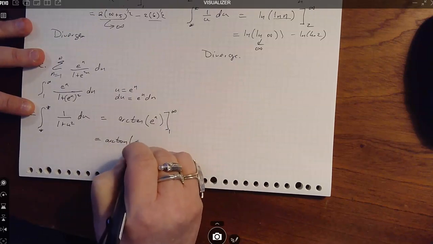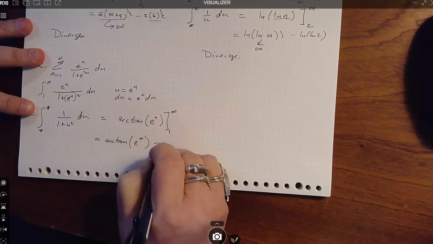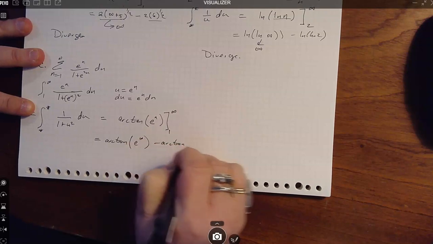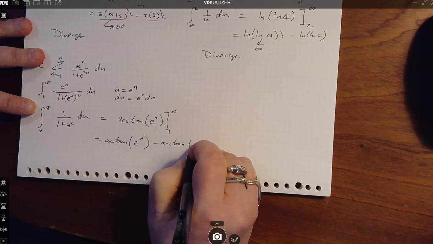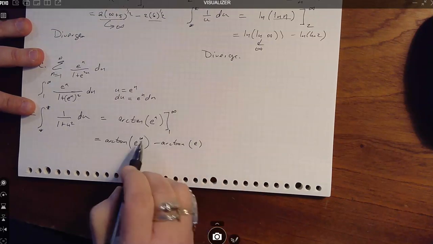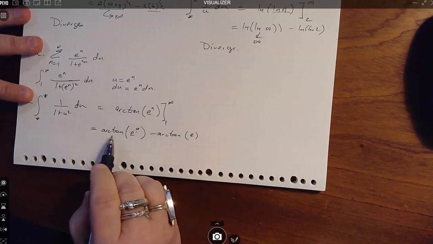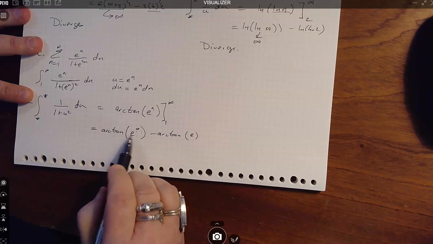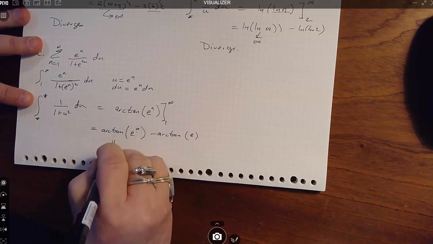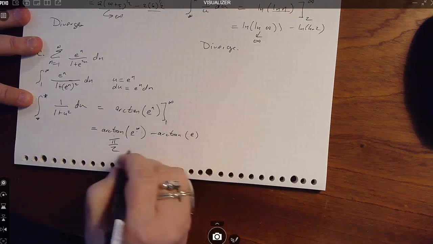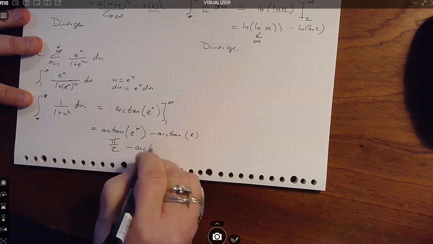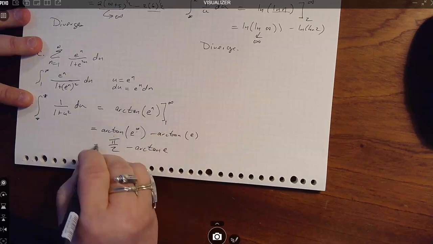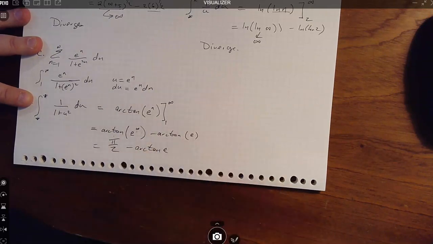Oh, this is going to be really bad. e to the infinity minus arctan of e to the 1, which is e. Now, e to the infinity is infinity. Arctan, as the argument goes to infinity, goes to pi over 2. And this is minus arctan of e. So I actually get a number.